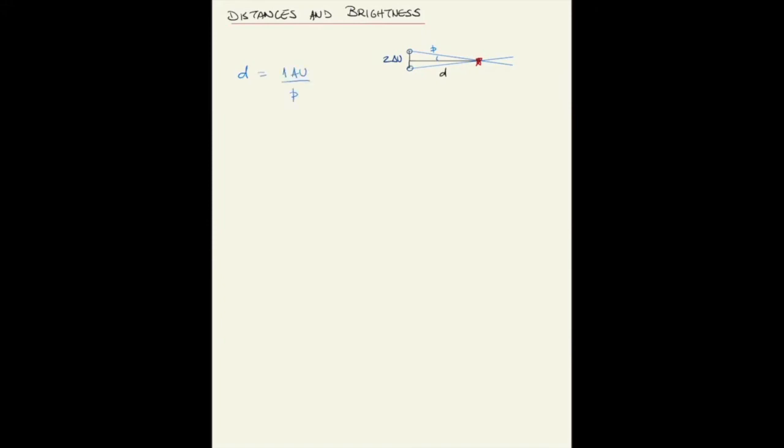We can then define the distance such that the annual parallax is 1 arcsecond. This is called the parsec, which is short for parallax arcsecond. Thus, for parallaxes measured in arcseconds, the distances in parsecs are simply 1 over the parallax given in arcseconds, by definition.